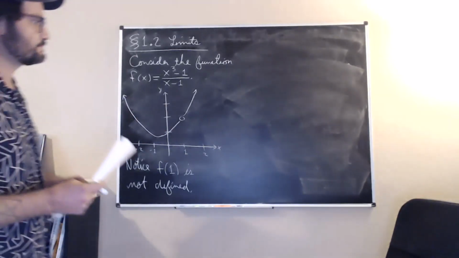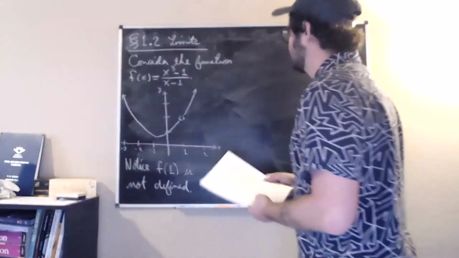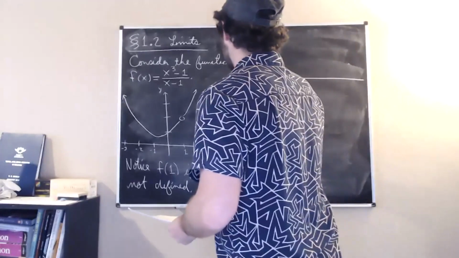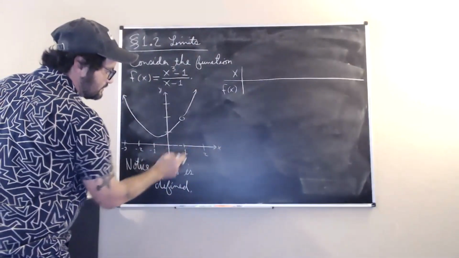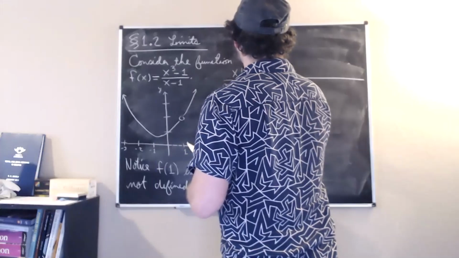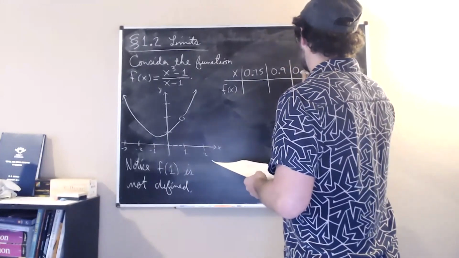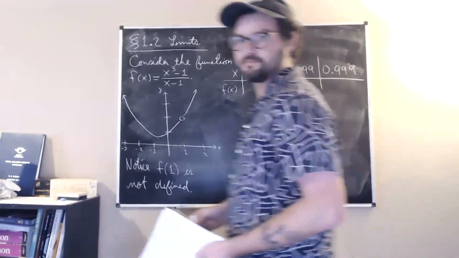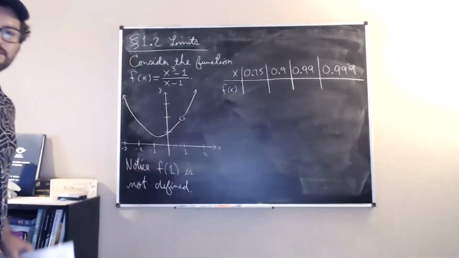Okay. So one way to do that numerically is to look at a table. So let's say x, f of x. Let's pick values starting over here, and let's start walking towards 1 and see what f of x is doing. So we can start at 0.75, and then maybe 0.9, then maybe 0.99, and then 0.999. So we're starting over here, and we're walking towards 1, and we want to see where f is going.